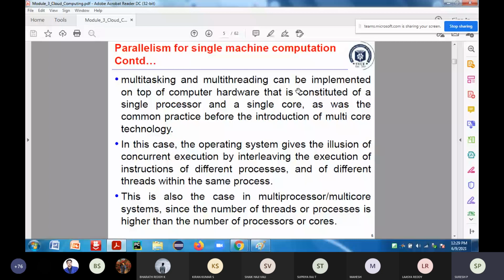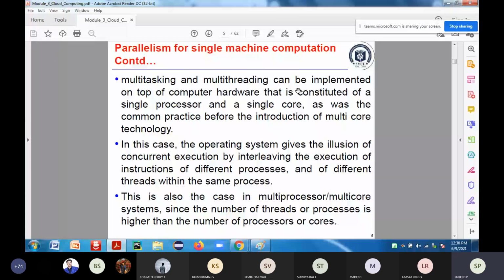Now when it comes to the multi-core processor and instruction level parallelism, if you talk about multitasking and multi-threading, they can be implemented on top of computer hardware that is constituted of a single processor and a single core. But it became common practice with the introduction of multi-core technology.